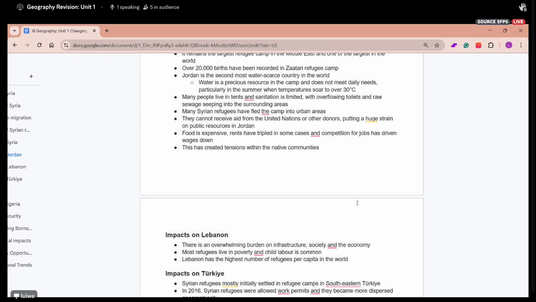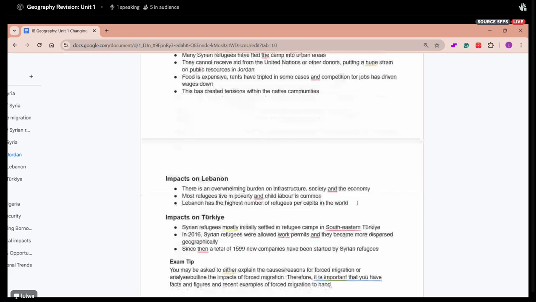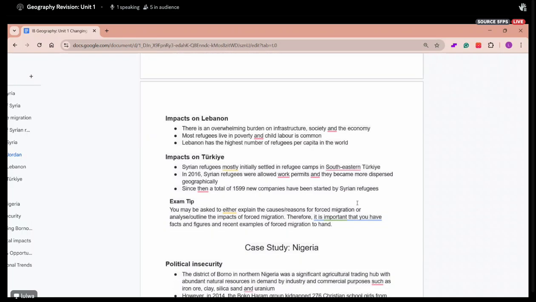Impacts on Lebanon: there's an overwhelming burden on infrastructure. Most refugees live in poverty and child labor is common, and Lebanon has the highest number of refugees per capita in the world. Impacts on Turkey: Syrian refugees mostly settled in refugee camps in southeastern Turkey.